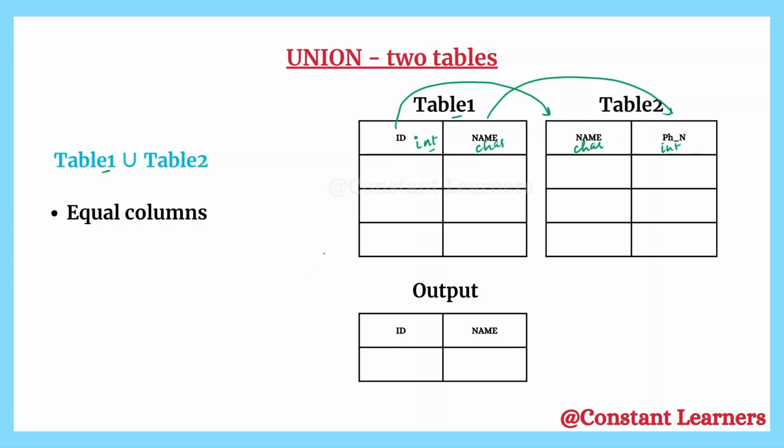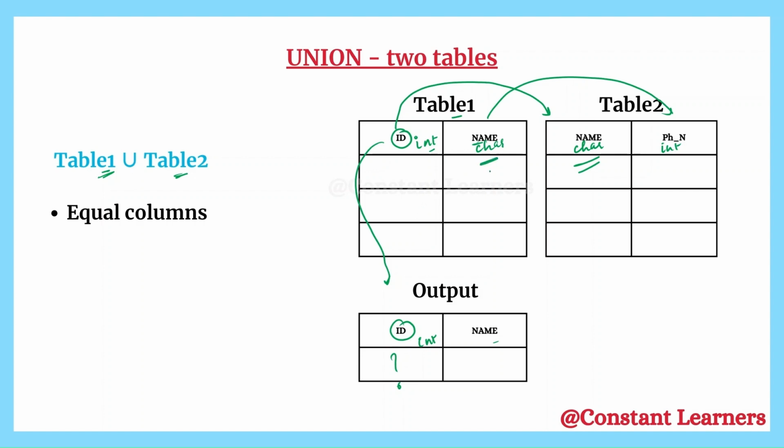Now, in the output table, since we're taking table 1 union table 2, the output table will have the first column as ID because the first column for table 1 is ID, right? So this will be the first column in the output table and the second column will be name because table 1 has the second column as name. Alright, now ID will only accept integers, right? So when this column gets combined with the name column of table 2, the names will not be accepted in this column here, right? Because here the name can only accept characters, but here we need integers. So the union will not be possible.